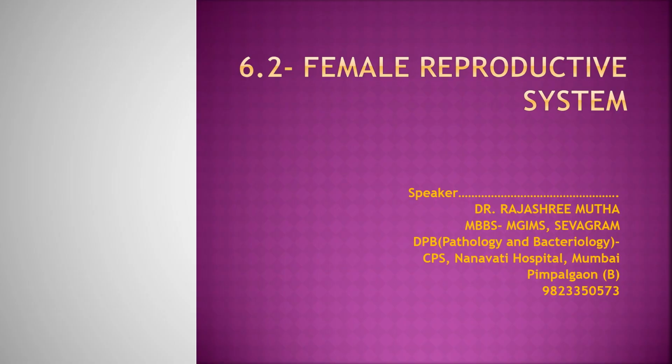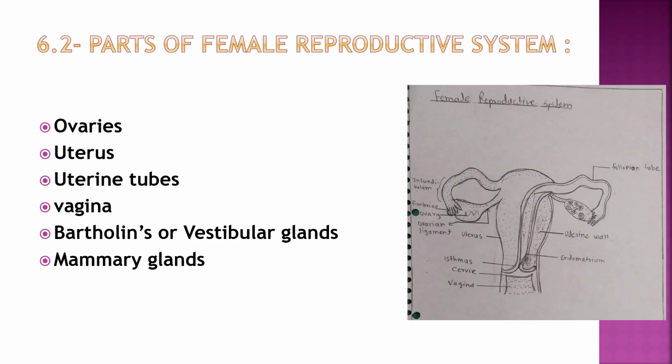Hello students, welcome to this session. So today we are going to study the female reproductive system. The parts of the female reproductive system are ovaries, they are 2 in number, uterus 1 in number, uterine tubes 2, then vagina, Bartholin's and vestibular glands, and mammary glands.